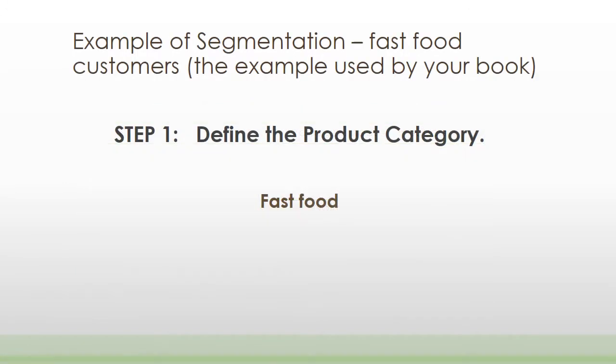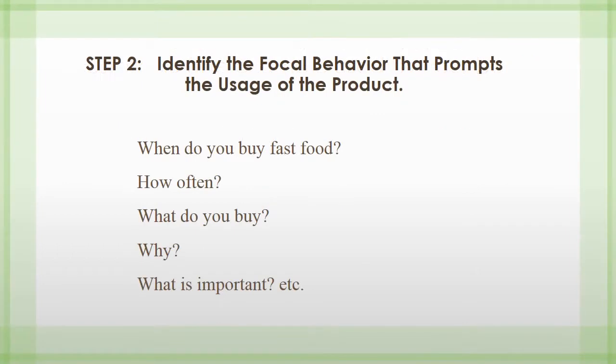So let's look at an example of segmentation using benefits sought. First, we define the product category. We're talking about fast food restaurants. The second step is to identify the focal behavior that prompts the usage of the product. Well, when do you buy fast food? Well, some of you go to fast food restaurants for breakfast. Some go there for lunch, others for dinner.